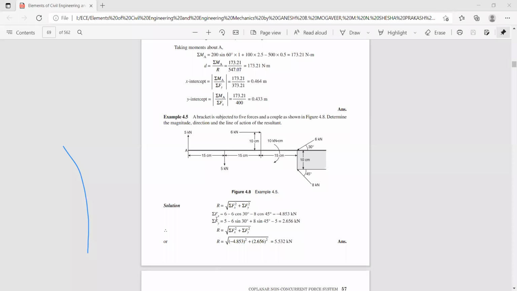Now here, sigma F of x is negative and sigma F of y is positive. Hence, the resultant lies in which quadrant? I have a question for you. Third quadrant.